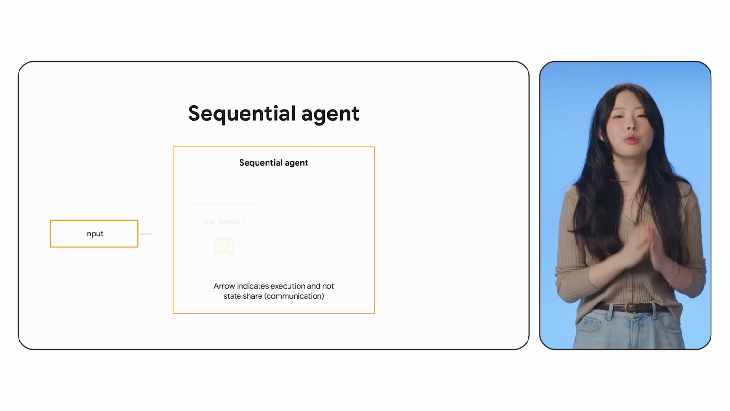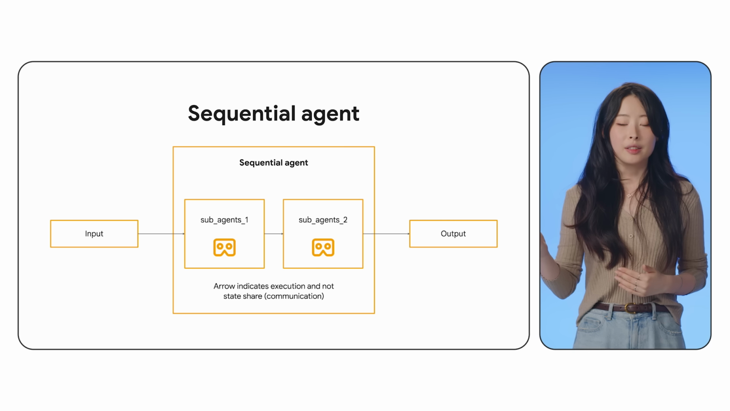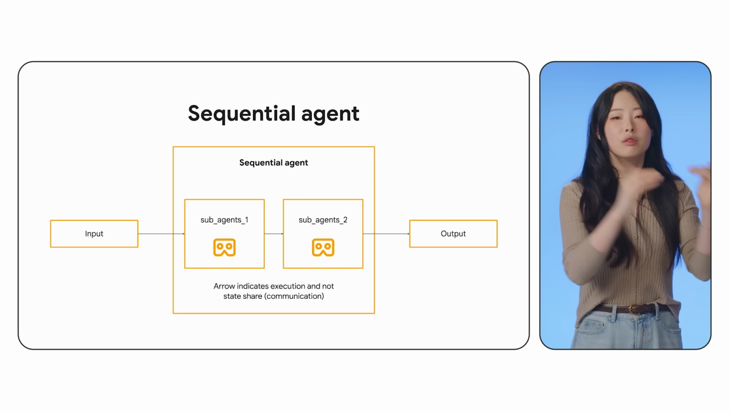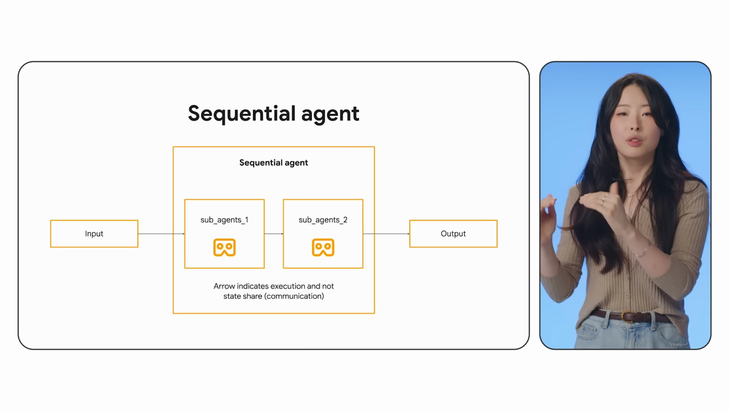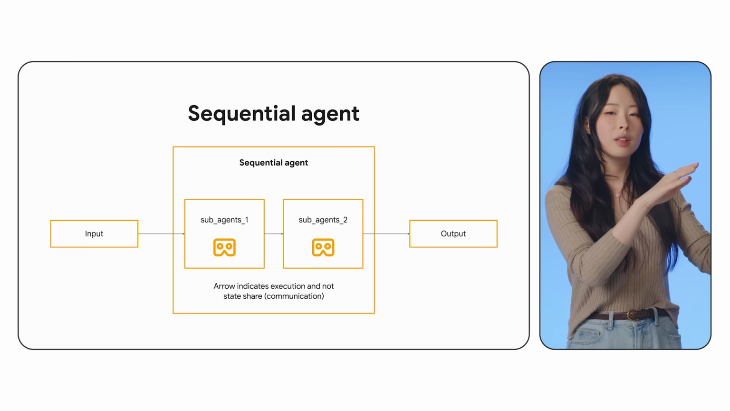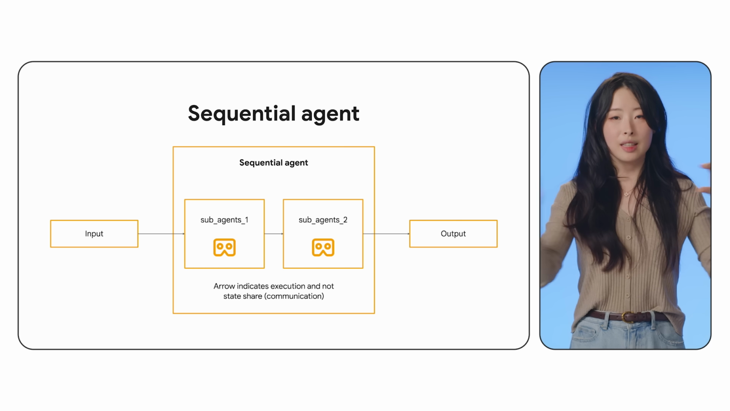So with the task we covered earlier, how do we add more control? This brings us to our first multi-agent pattern, the sequential agent. This pattern is for highly structured, repeatable tasks because the order of the operation is fixed. The output of one sub-agent becomes the direct input for the next sub-agent. It's like an assembly line.